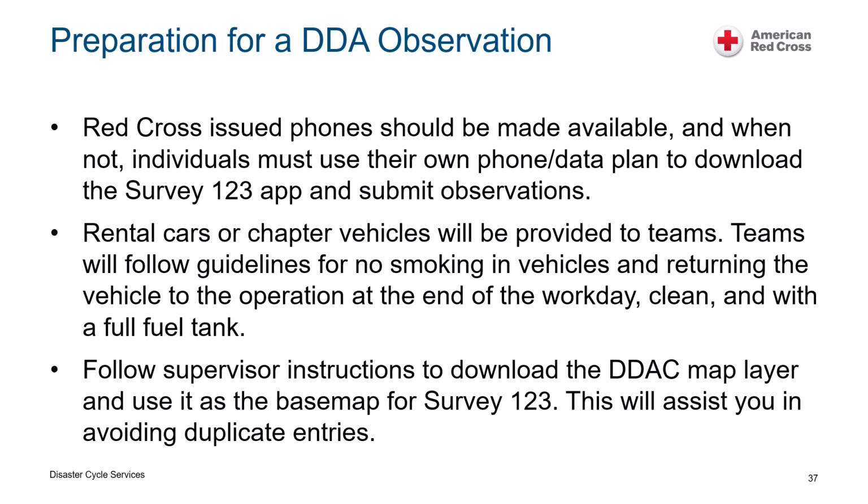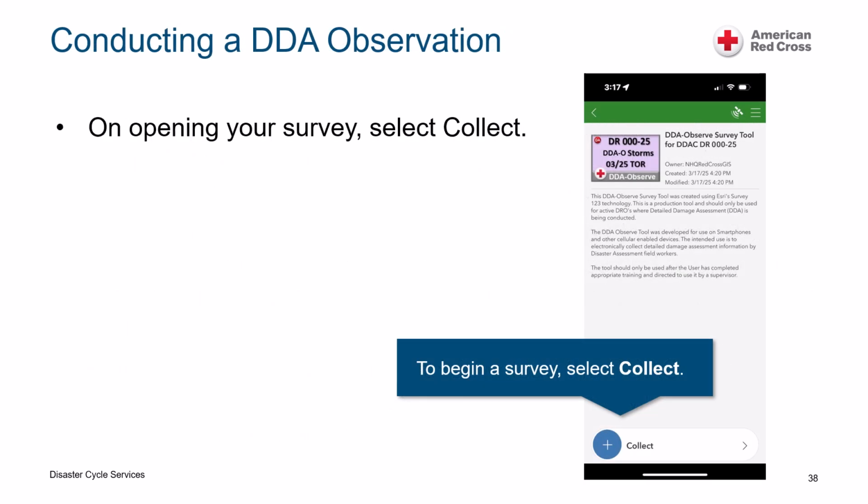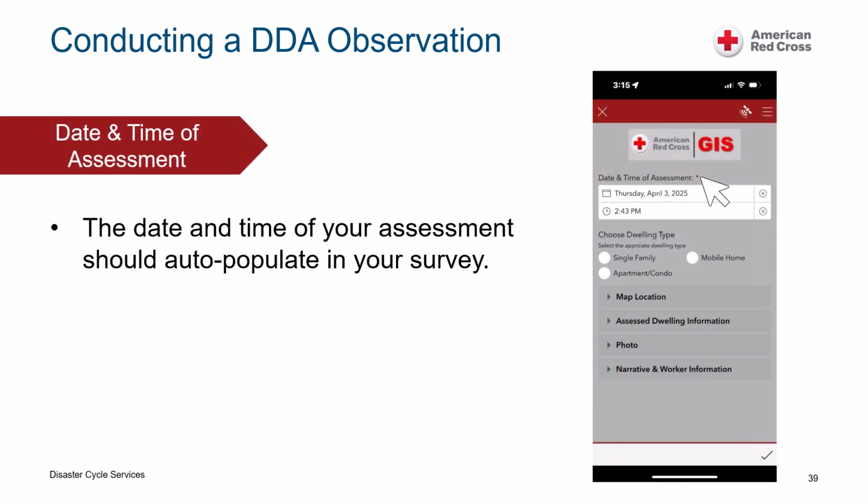Follow supervisor instructions to access the DDAC map layer and use it as the base map for Survey 123. This will assist you in avoiding duplicate entries. Now it's time to begin collecting an observation. Open your survey and select Collect at the bottom of the screen. The date and time of your assessment will auto-populate in your survey.